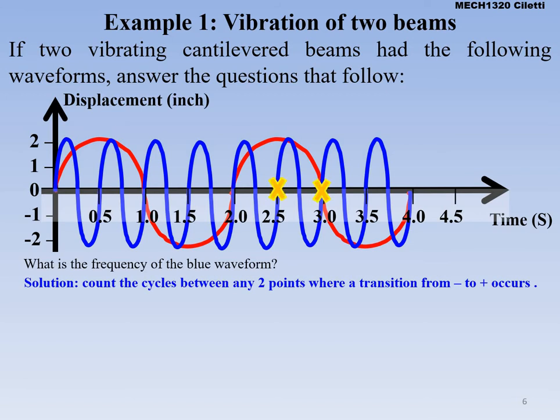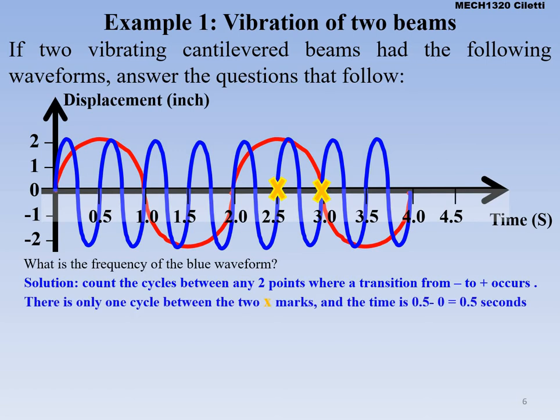But remember, I just said start at 0 and 1. You can pick any place on here to do this. So if we take a look at 2.5 and 3, we can do that. There's only 1 cycle there, so that doesn't complete everything, and it's not 1 second either. If we do it that way, we're going to say that frequency is 1 cycle over 0.5 seconds. So you don't have to always use a second.